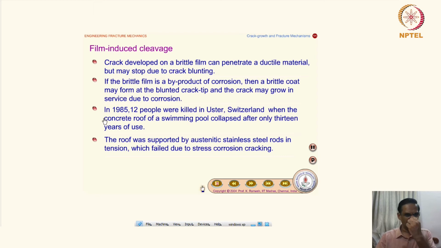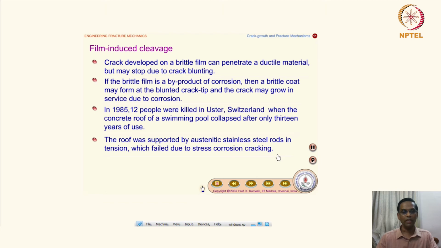In 1985, 12 people were killed in Uster, Switzerland, when the concrete roof of a swimming pool collapsed after only 13 years of use. So this is again something people learned after the failure. The roof was supported by austenitic stainless steel rods in tension, which failed due to stress corrosion cracking.